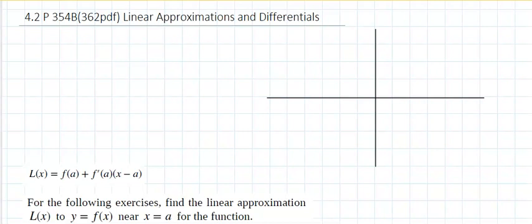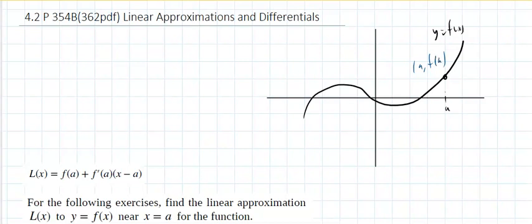4.2 talks about linear approximation and differentials. Well, linear approximation, suppose you have the following curve. Let's say that's y equal f of x. So if I pick a point on it, let's say A, that would be A, f of A, x and y basically.